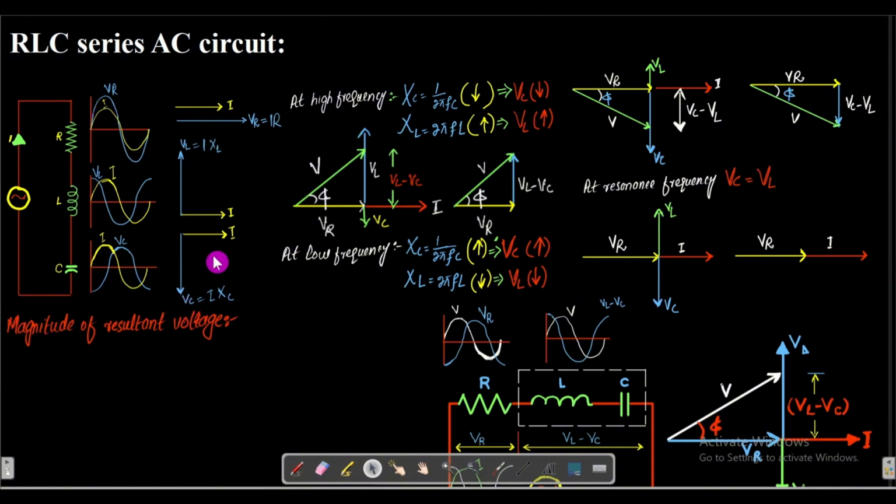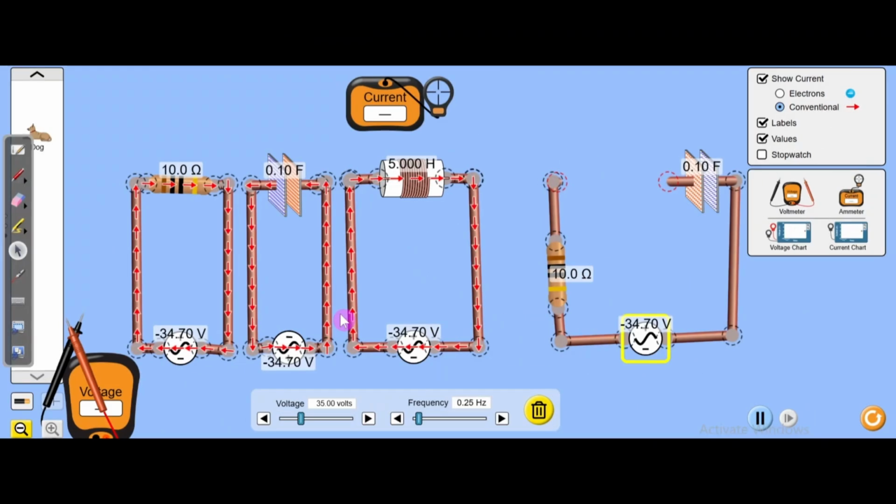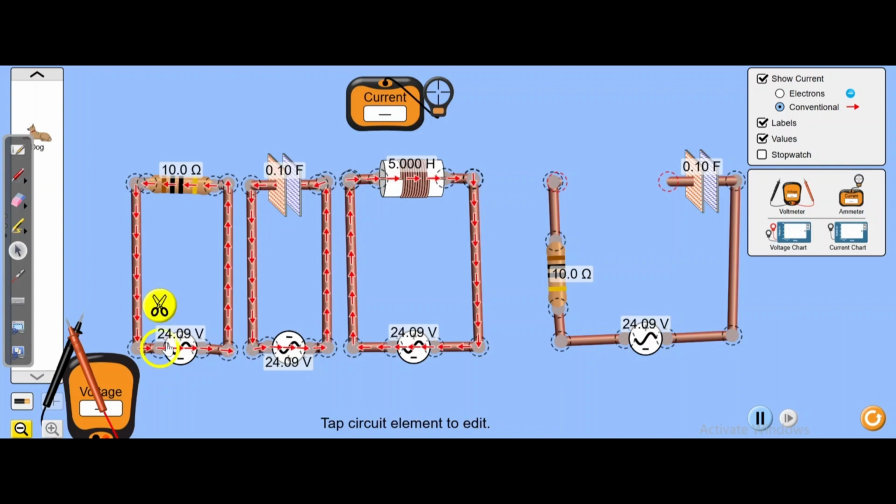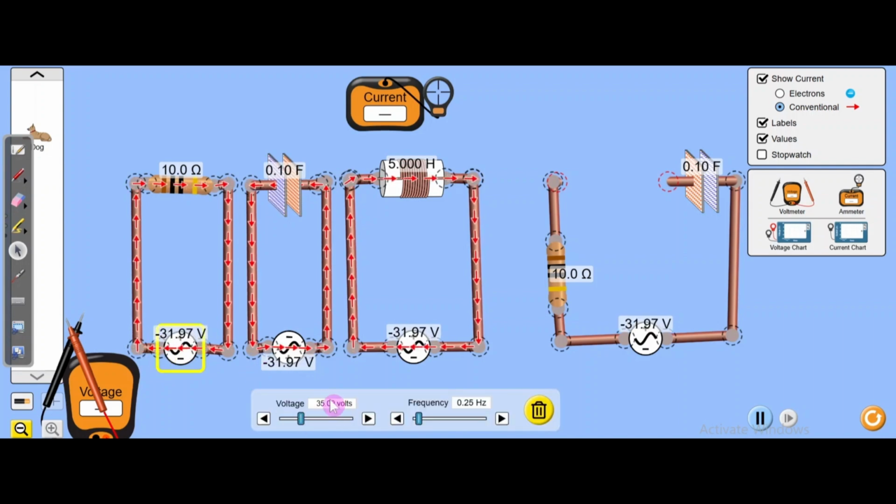Such an arrangement is present here in this simulation. In this simulation, this is the pure resistive circuit, this is the pure capacitive circuit, and this is the pure inductive circuit. Here, this is the source for the alternating voltage, and the voltage of this source is 35 volts. The frequency is 0.25 hertz, and these other sources have the same voltage of 35 volts and the same frequency. So all the applied voltage sources have the same voltage and frequency.